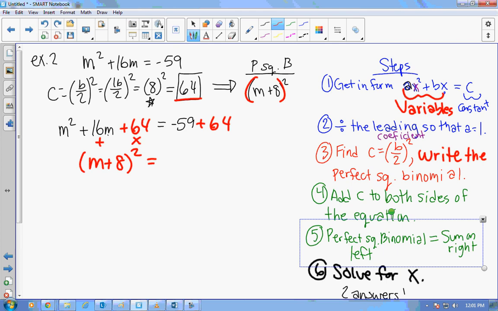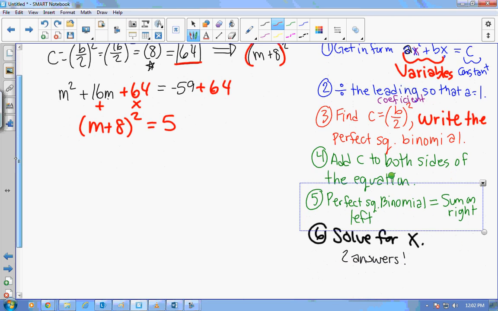Sum. It means add. Jada, can you add those? Negative 59 plus 64, or it's the same thing as 64 minus 59. They're really close together. What's the gap between 59 and 64? 5. Okay. 64 minus 59 is 5. All right? Okay, Gage, now what?